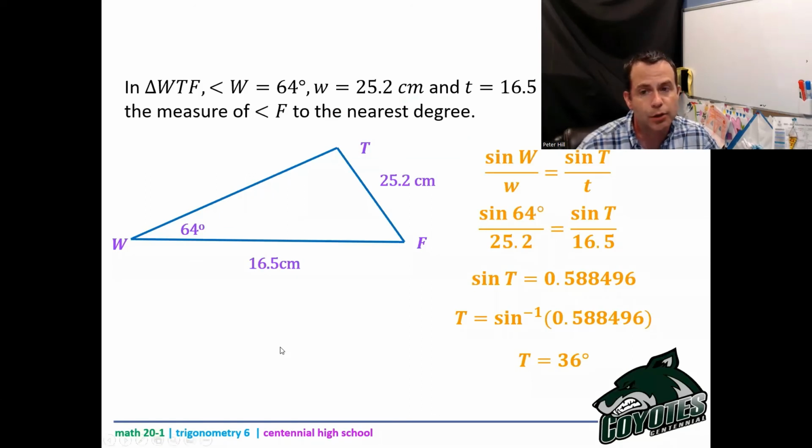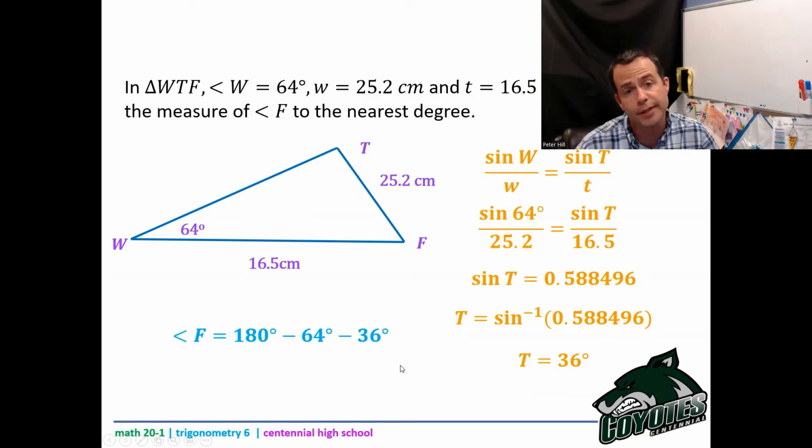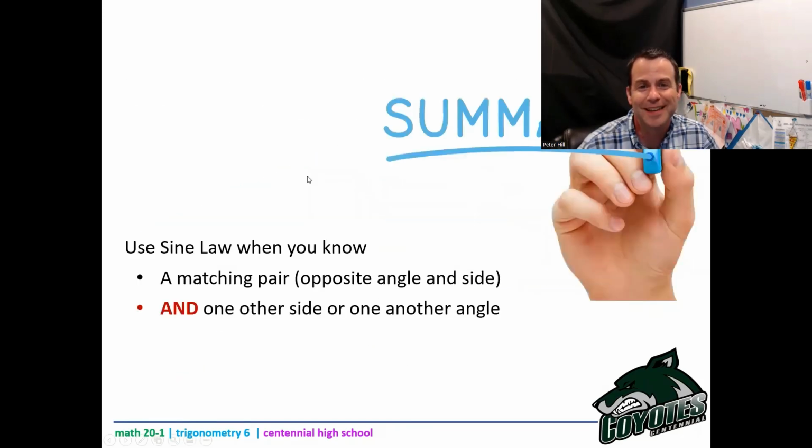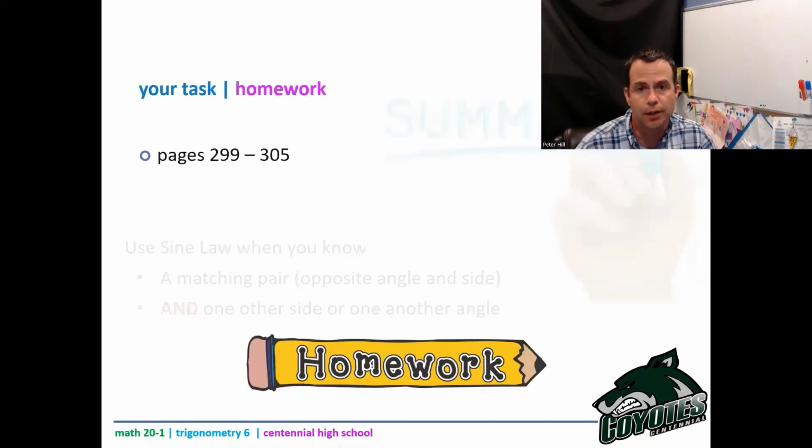Okay, so now I can go angle F will be 180 minus the 64 degrees and minus the 36 degrees. And that gives me angle F is 80 degrees. Okay, easy peasy lemon squeezy. You got this. All right, so just to summarize, we're going to use the sine law when you know a matching pair, so the opposite angle with its side, and one other side or one other angle. Okay, that's your kind of hint to go into the sine law. Okay, awesome. So that was it.